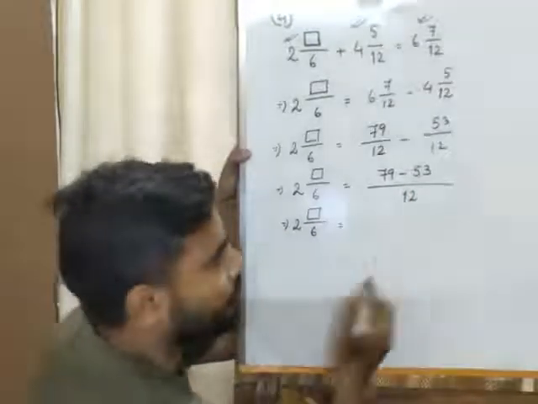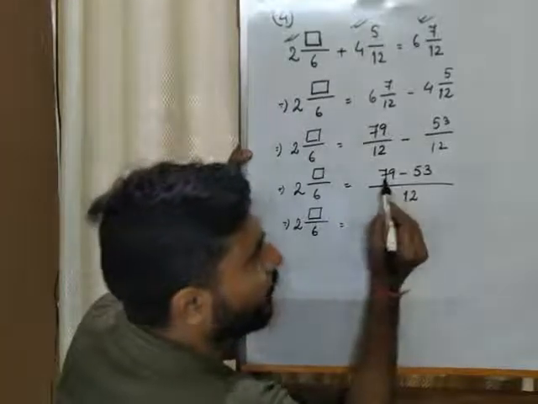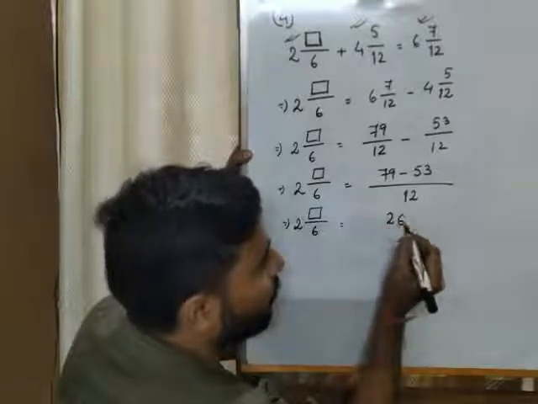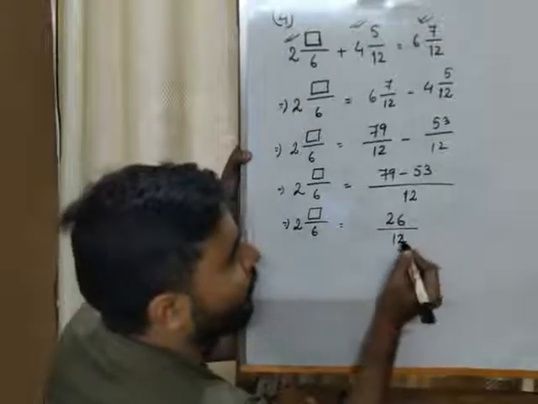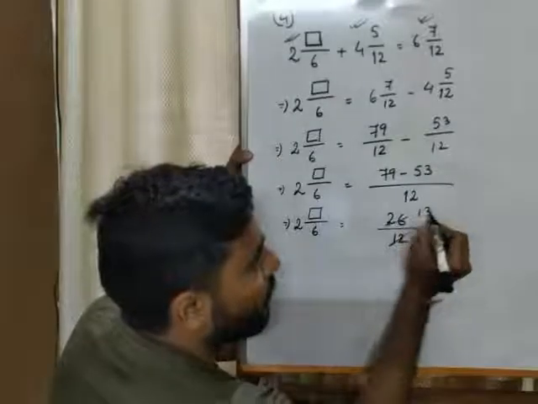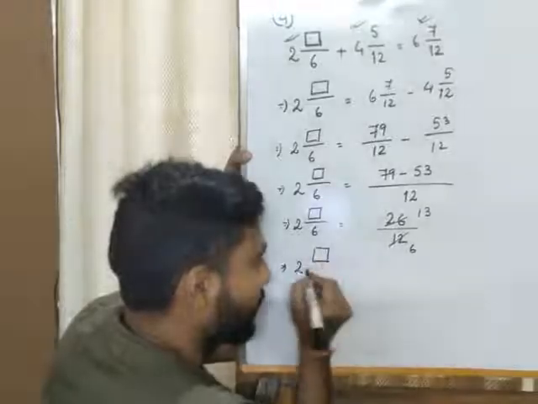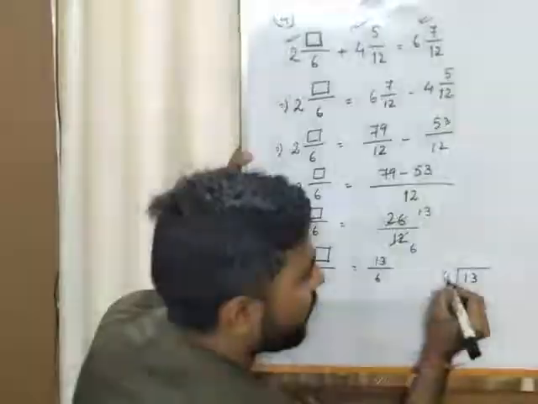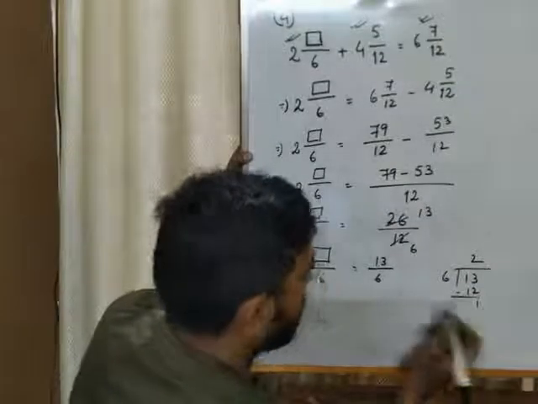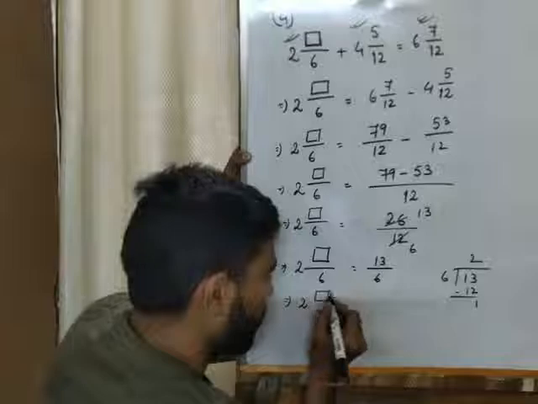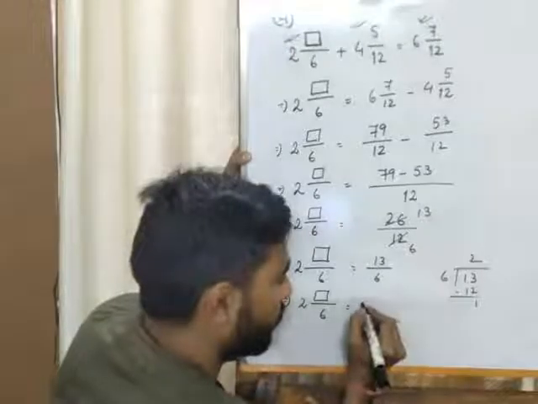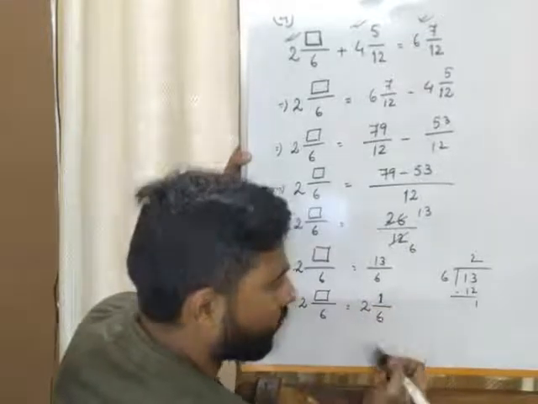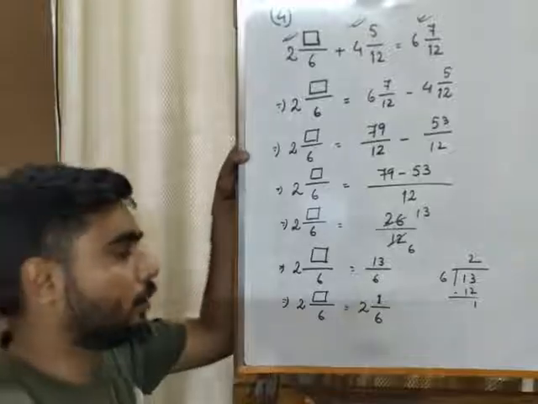9 minus 3 is 6, and this 7 minus 5 is 2. So I got in the table of 2, 6 times, in the table of 2, 3 times. So it will be 2 blank by 6 is equal to 13 by 6. So now if I convert 13 by 6 into mixed fraction, 2 times 6 is 12, remains 1. So 2, the remainder will be the numerator, and denominator is always the same.